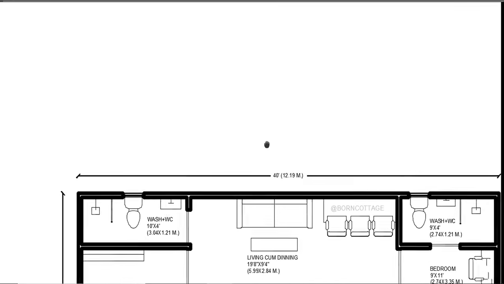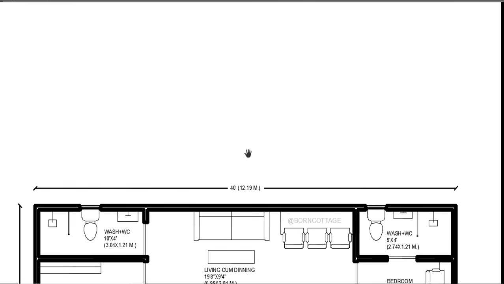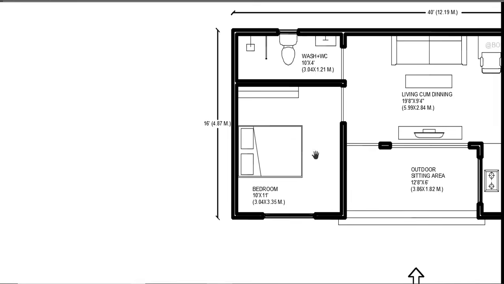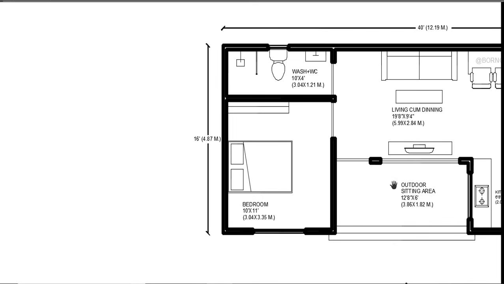There are two 40 feet shipping containers. The total area I've taken is a length of 40 feet, which is 12.19 meters, and a width of 16 feet, which is 4.87 meters. So in the front we have an outdoor sitting area here. After that we'll go inside.